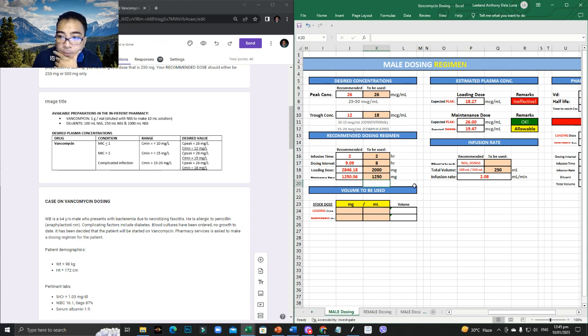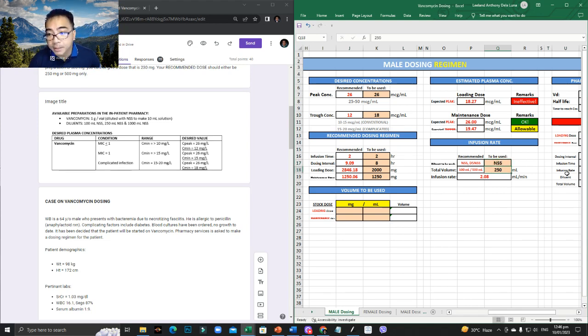Now class, our expected peak is 18.27 for the loading dose. For our maintenance dose it is 26, and 19.47 for the expected trough. Although 19.47 is somewhat high, it is still within our therapeutic range anyway. So it's still allowable. Now class, obviously our diluent would be NSS.